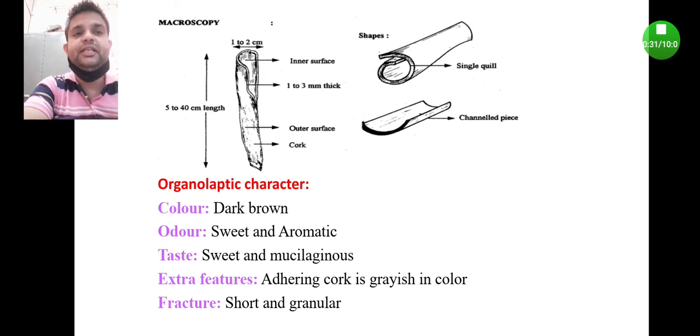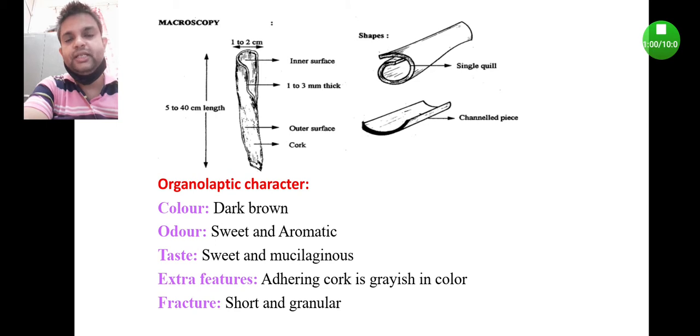the shape of Cassia bark is either a single quill or channel piece. As in the diagram you can see, both single quill and channel pieces are available. So coming to the organoleptic character, it is dark brown in color, odor sweet and aromatic, taste sweet and slightly mucilaginous. Coming to some extra features, adhering cork is grayish in color.